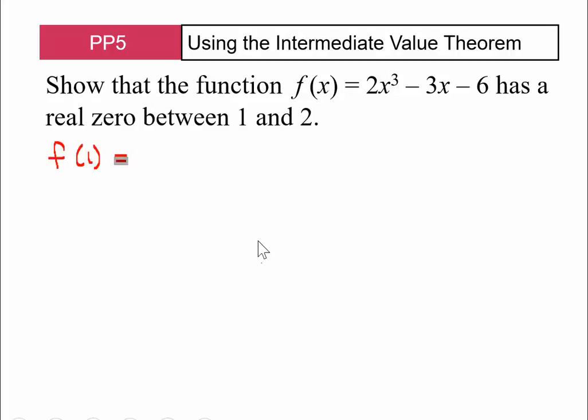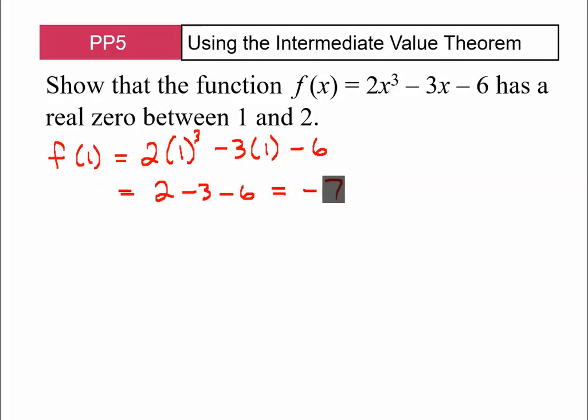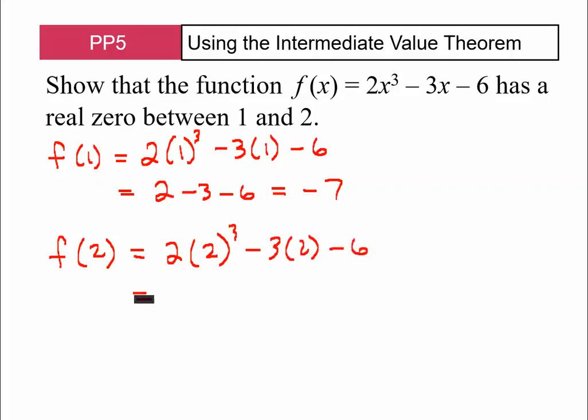Alright, so all we're going to do is plug in f of 1. That's really it. F of 1 plugged in, and we should get something like a -7. Then what we do is we plug in f of 2, and we're hoping for a sign change. So I'd say that's going to be 16, that's going to be minus 6, and eventually we get a 4.